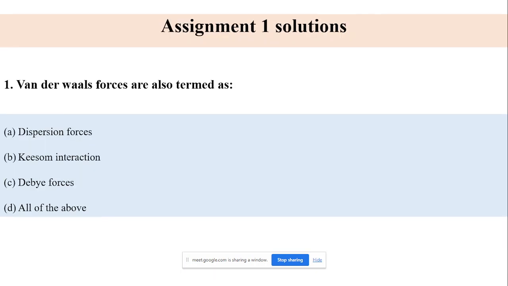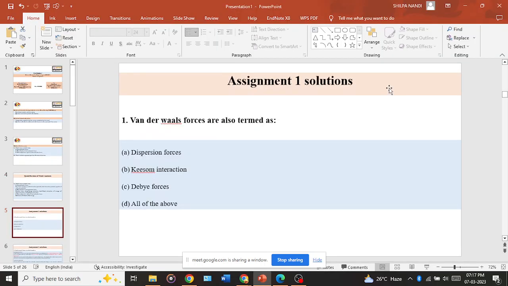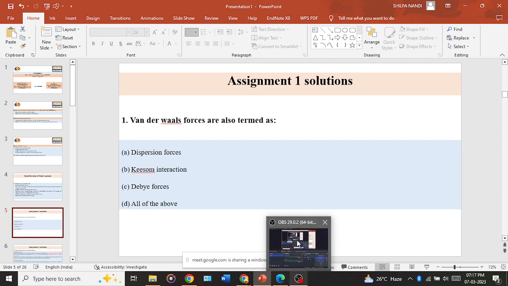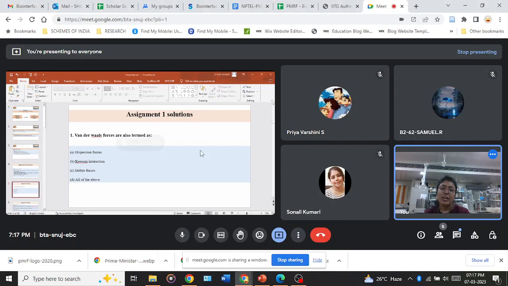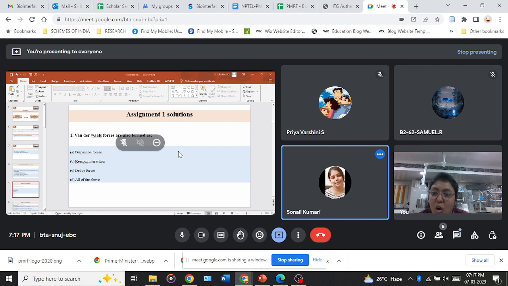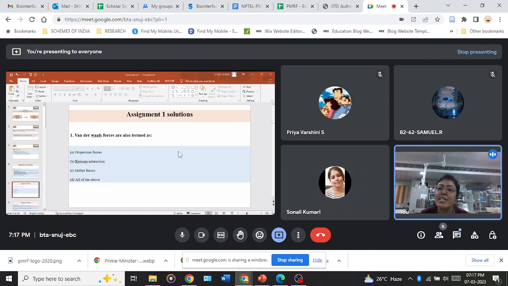So let's move on to the first question. The question here is, van der Waals forces are also termed as: option A, dispersion forces; B, Keesom interaction; C, Debye forces; and lastly, all of the above. Would anyone like to answer? Option C, ma'am. Okay, you are right, option C is also termed as van der Waals forces. But dispersion forces as well as Keesom interaction are also termed as van der Waals forces. So it's not just Debye forces which we know as van der Waals forces, but the correct answer would be all of the above.